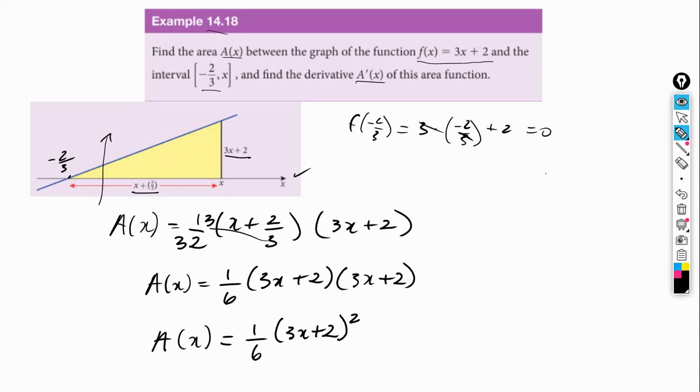The next step is find the derivative. If we look for the derivative, we will have to apply the chain rule. Notice that it's going to be equal to 2 times 1/6 times 3x plus 2 times the derivative of the inside, which is 3. Therefore, the derivative is going to equal 3x plus 2, which again is f(x).